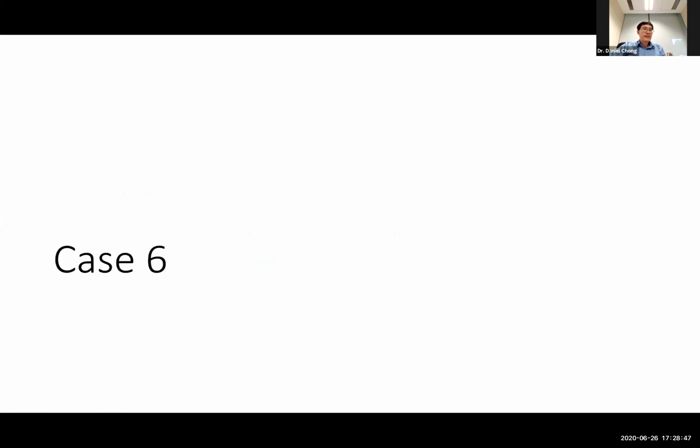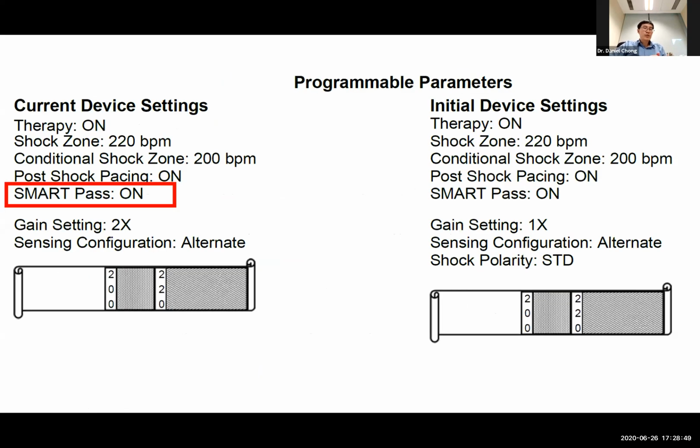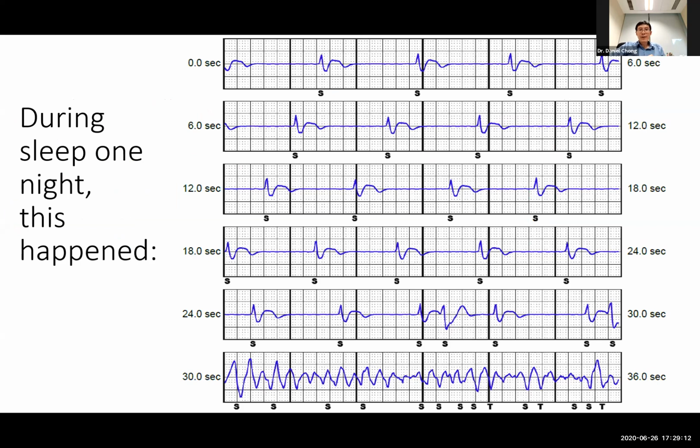All right. Let's come on to the cases that are not so straightforward. This is a patient with a subcutaneous ICD with SmartPass turned on. One of my patients, two zones, conditional shock 200 and shock zone 220. The sensing configuration is alternate and post-shock pacing is on. It's one of my patients with Brugada syndrome. During sleep one night, this happened.